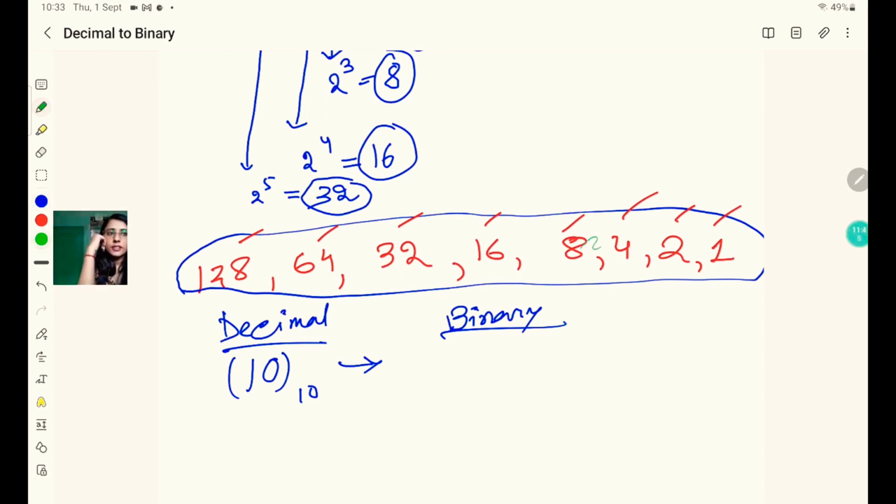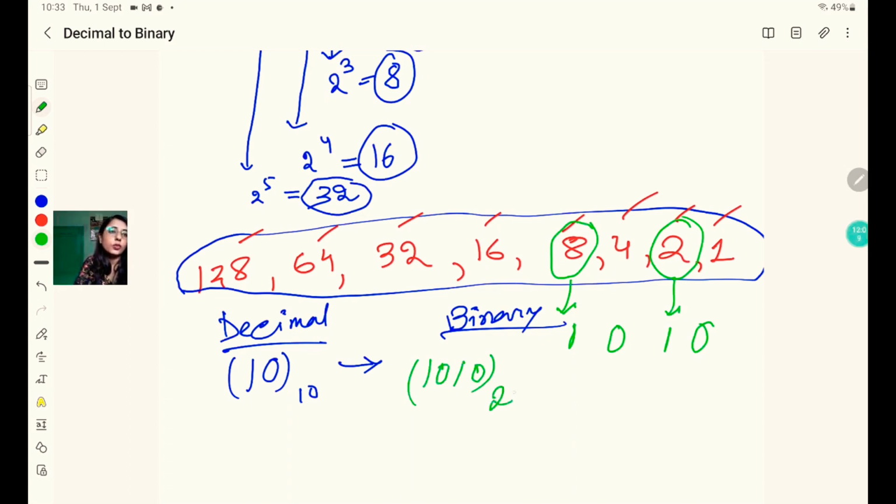What do you think? Of course, this 8 and this 2. 8 and 2 makes a 10, right? So we have to take an 8, we have to take a 2. So place 1 in these positions and place 0 in the other positions. So we got the number 1010 base 2. Isn't it easy? Okay, take one more example.